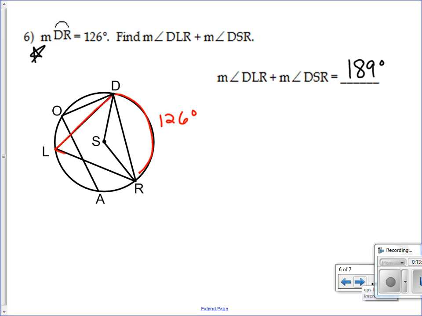Okay, angle DLR. Well, what kind of angle is it? It's an inscribed angle. And what's the rule that we learned for inscribed angles? It's going to be half of the arc. So this angle is 63 degrees. So right away, I'm just going to plug in a 63 here. And now we're just going to look at angle DSR. I'll actually do this in blue. So when you guys look at angle DSR, you'll notice it hits the center, which is S. So it's a central angle. What do we know about central angles? It's going to be the same as the arc. So this is 126. So you're simply adding, and that's where you get 189.